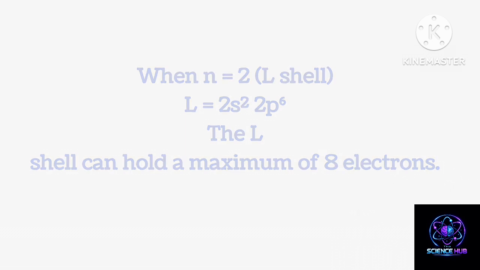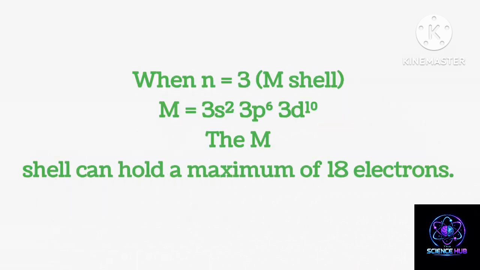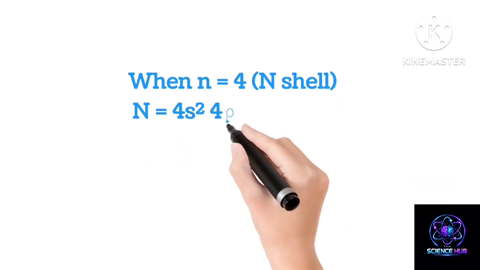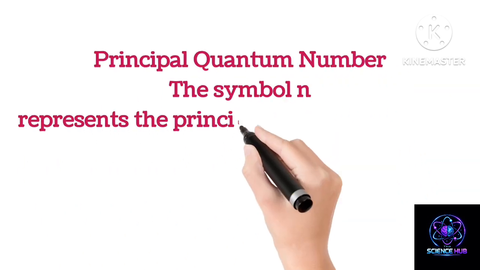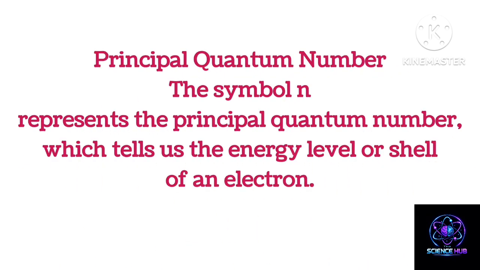When n equals 3, then it is M shell. M equals 3s2, 3p6, 3d10. The M shell can hold maximum of 18 electrons. When n equals 4, then it is N shell. N equals 4s2, 4p6, 4d10, 4f14. The N shell can hold maximum of 32 electrons. Principal quantum number: the symbol n represents the principal quantum number, which tells us the energy level or shell of an electron.